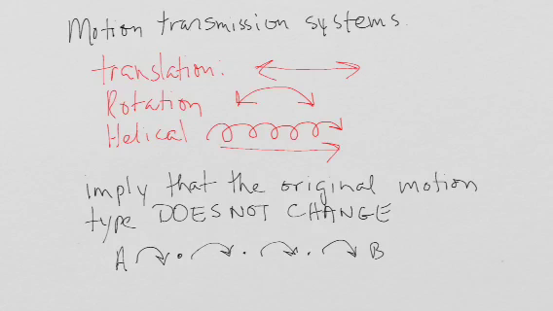It can go from rotation to translation or translation to helical. But in the case of motion transmission, if you start with rotation, you finish with rotation. Doesn't matter how many different things are in this kind of chain reaction. As soon as one starts to rotate or translate, they're all going to do the same thing.